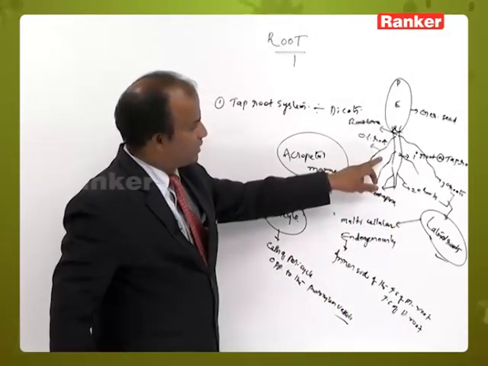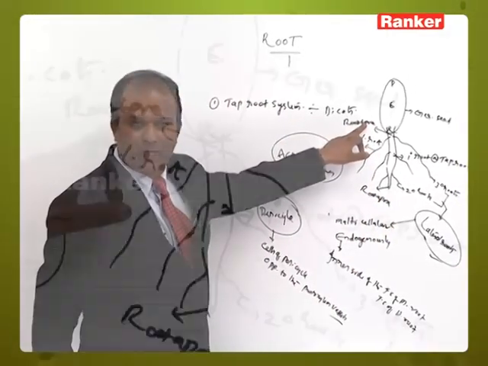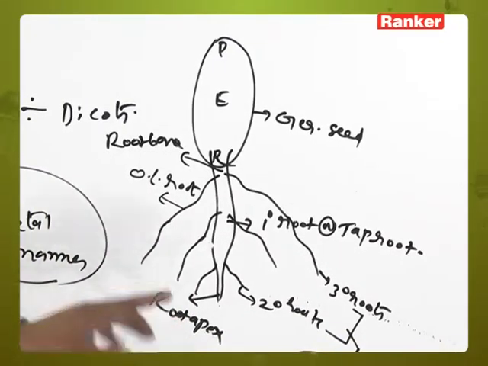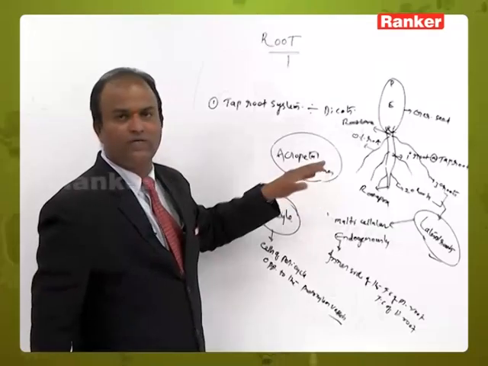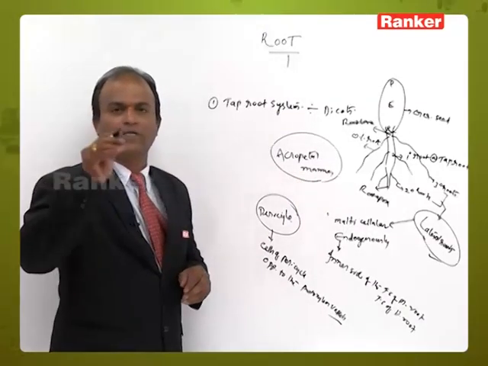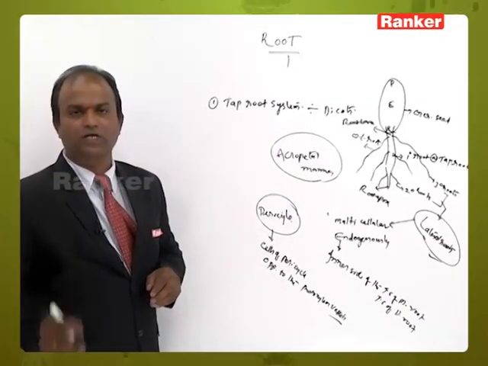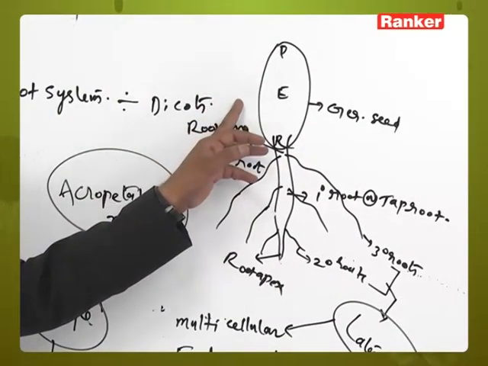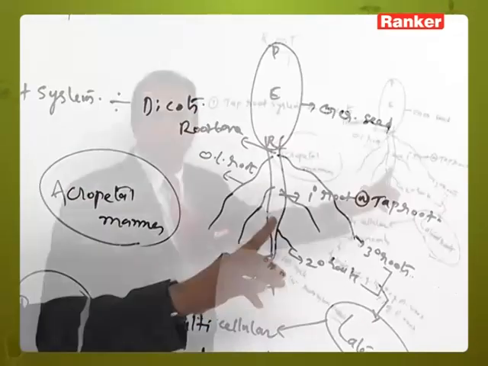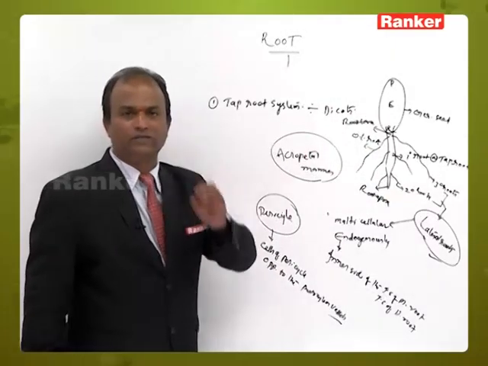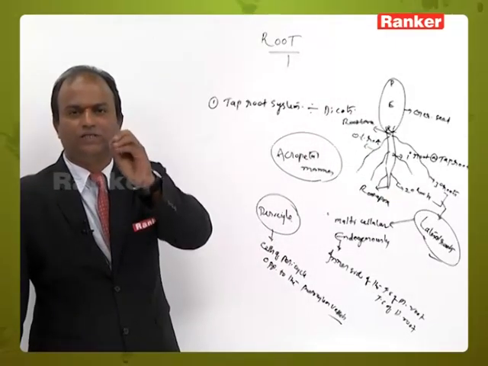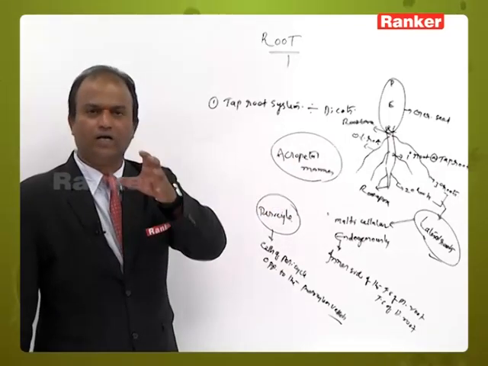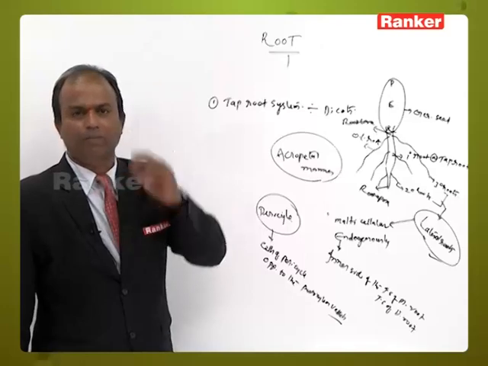That means older lateral roots are present towards the root base, whereas younger lateral roots are present towards the root apex. This type of arrangement is nothing but acropetal arrangement. What is meant by acropetal arrangement? Older lateral roots are present towards the root base and younger lateral roots are present towards the root apex. They are arranged in an acropetal manner.